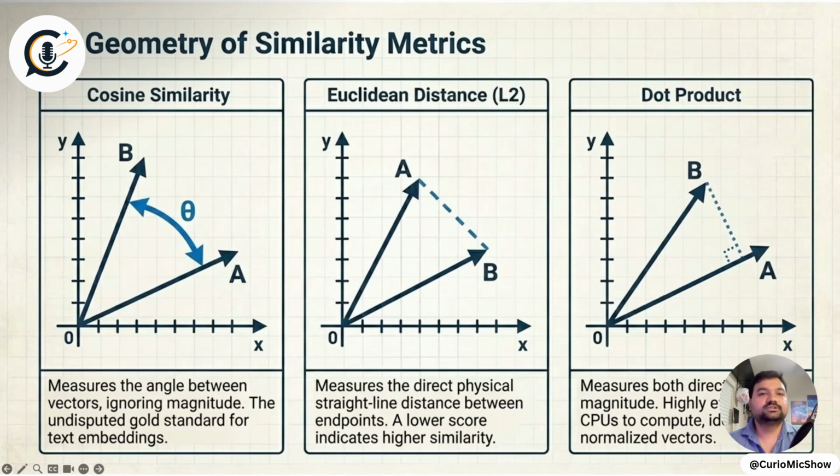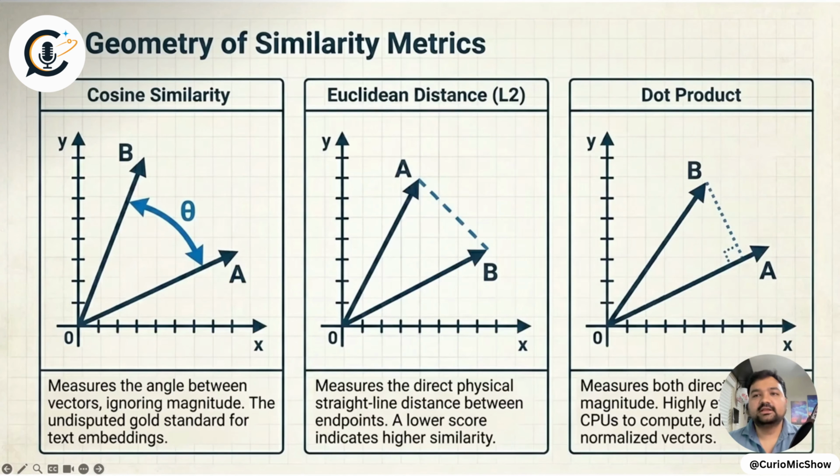This slide shows the three major similarity metrics. First is cosine similarity. Cosine similarity measures the angle between two vectors. It ignores magnitude and focuses on direction. This is extremely common for text embeddings because meaning often depends more on direction than length.